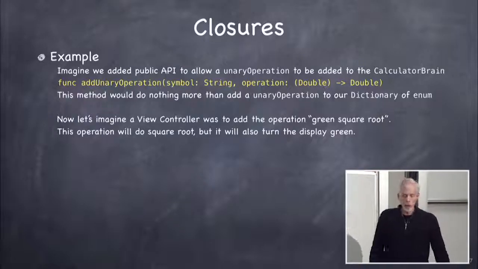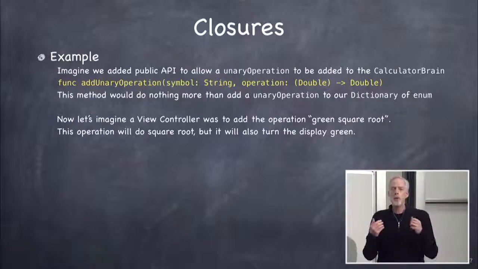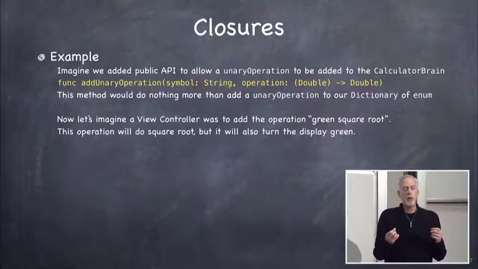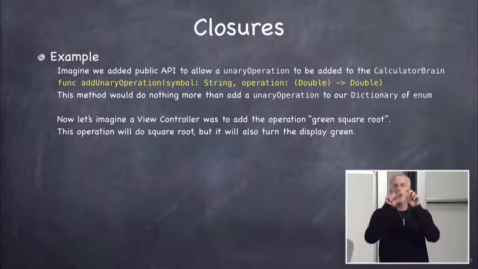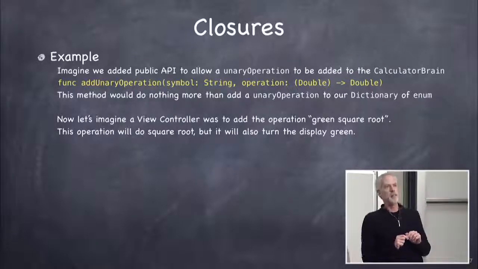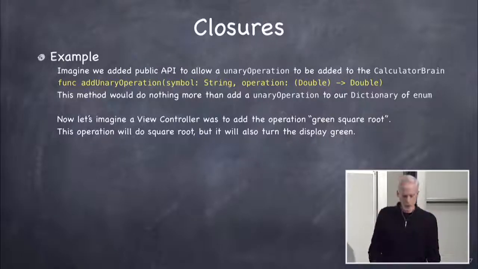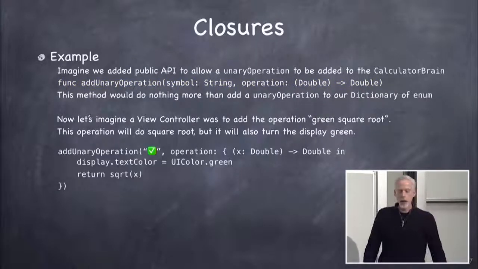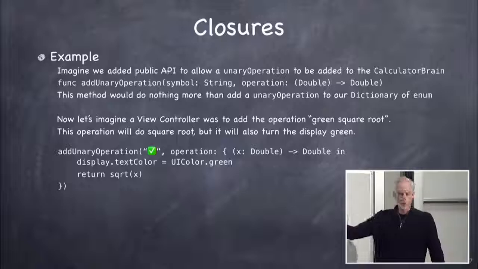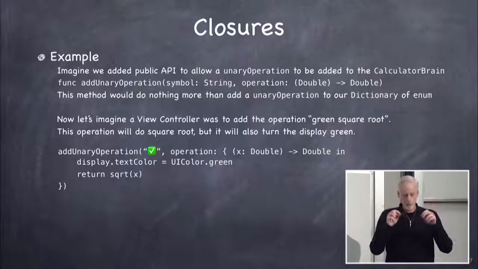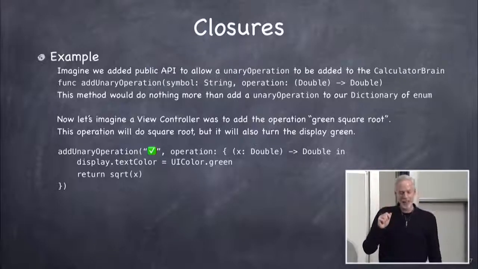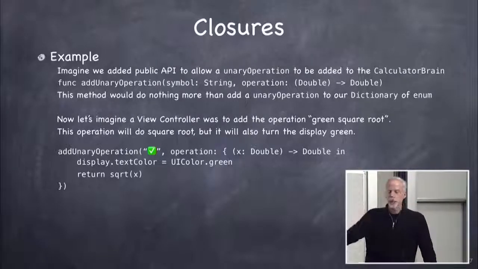And let's see what it would look like for a view controller that wanted to, for example, add a unary operation which is square root, but it turns the display green. I call it green square root. So what would it look like to write something like that? Well, I would call add unary operation, give it some symbol. I'm going to have it look kind of like a green square root. That's pushing it there, but that's kind of what it looks like. And it would pass in the operation for green square root.